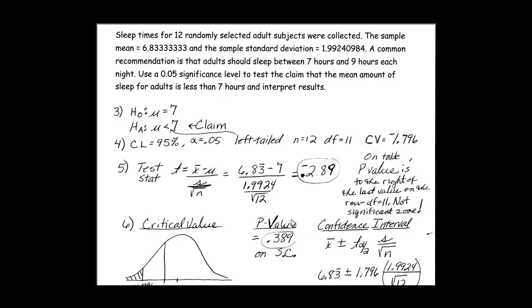Okay, in this lesson we're going to do our first hypothesis test involving mean. We have the sleep times for 12 individually selected adult subjects. The sample mean was 6.833 hours of sleep, and the standard deviation was 1.992408984. A lot of digits in here because we have a really small sample size, so we're trying to be as accurate as possible. A common recommendation is that adults should sleep between 7 and 9 hours each night.